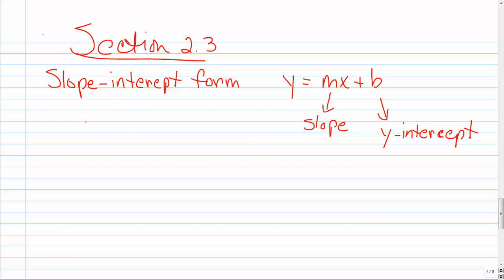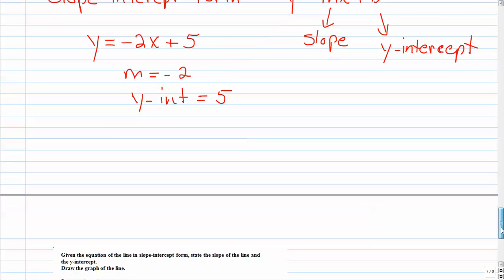So if we have the equation of a line, y equals negative 2x plus 5, this equation is in slope-intercept form. And it's easy to pick out the slope of the line, which in this case is equal to negative 2, and the y-intercept is equal to 5. So we're going to use the slope-intercept form to draw the graph of a line when you're given the equation.